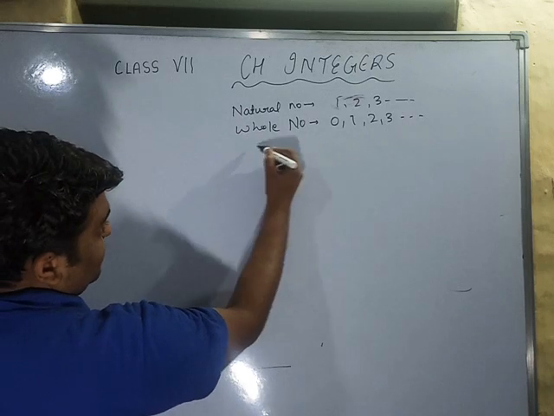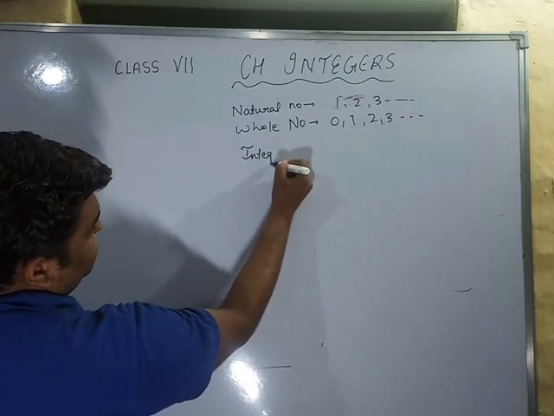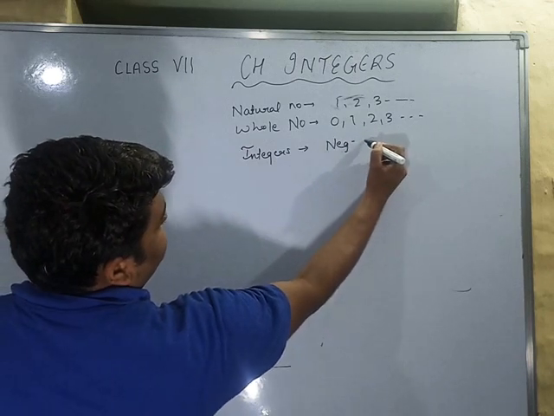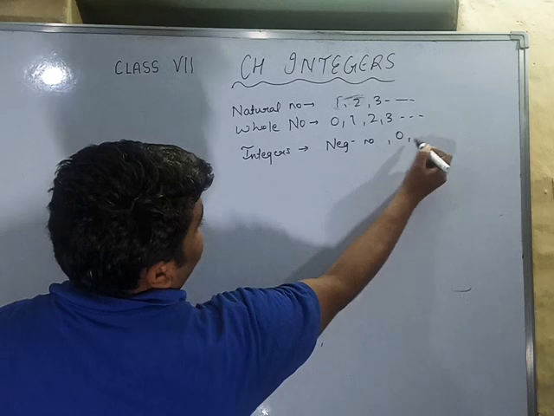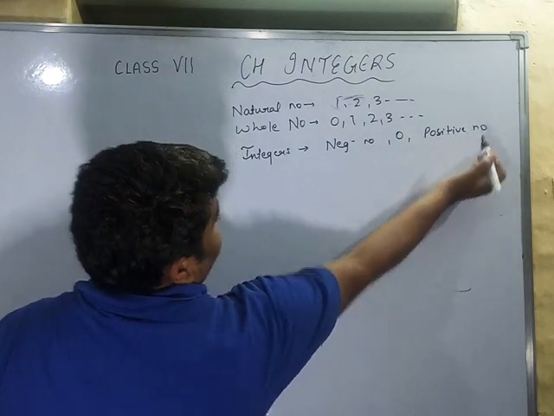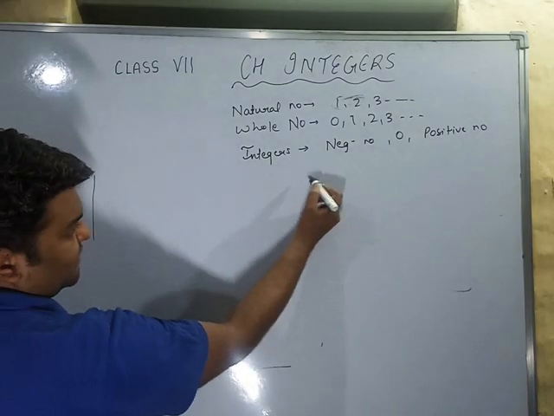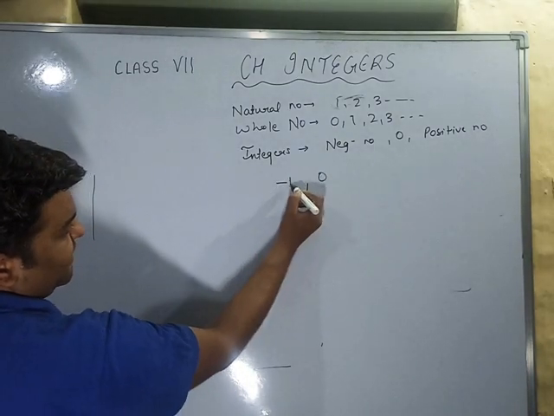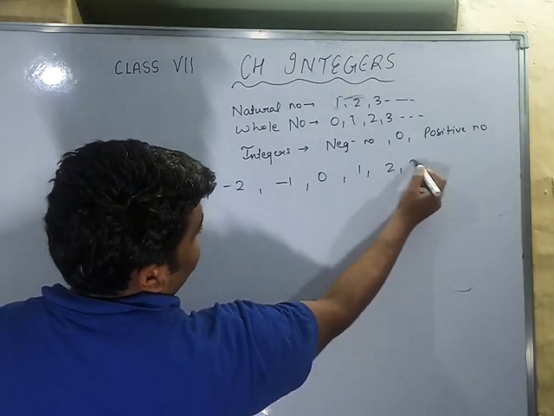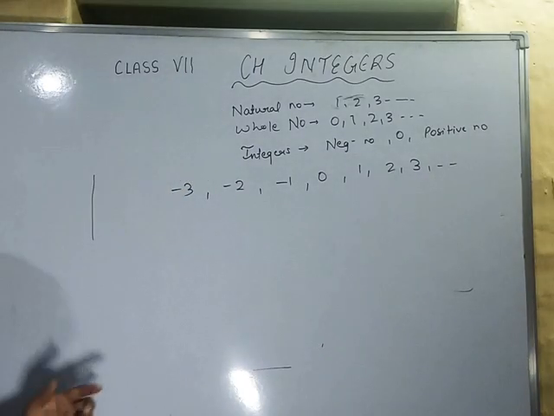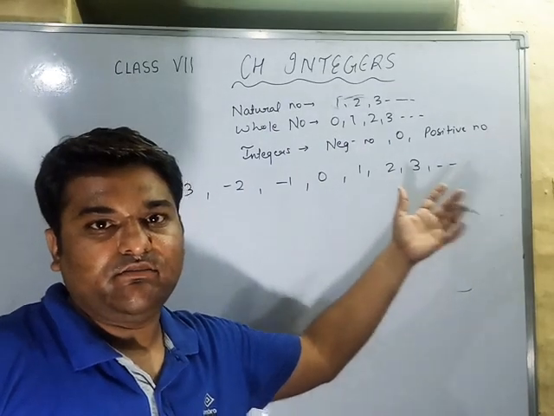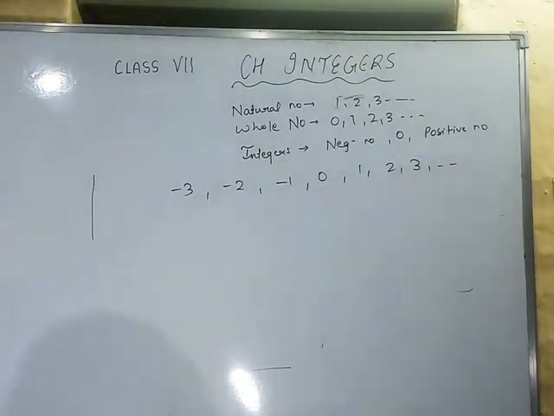So, integers are the negative numbers, 0 and positive numbers. Okay, so if we see that 0, and here will be minus 1, minus 2, minus 3 and 1, 2, 3 and so on. These are called integers. All the negative numbers, all the positive whole numbers and 0 are called integers.